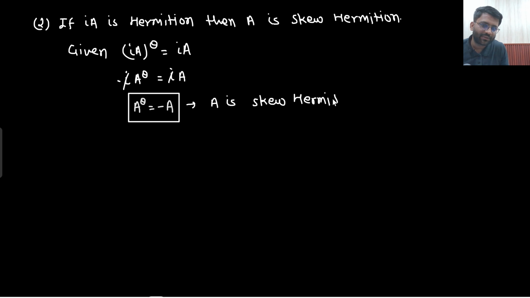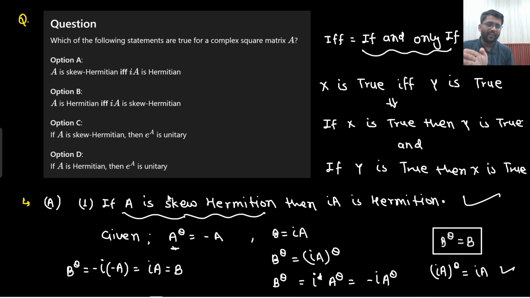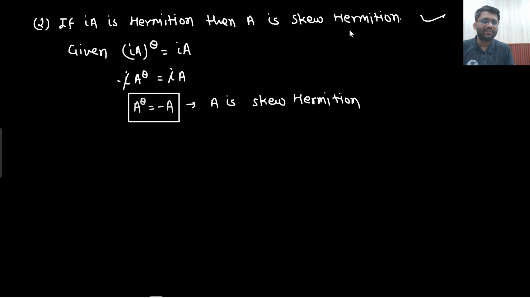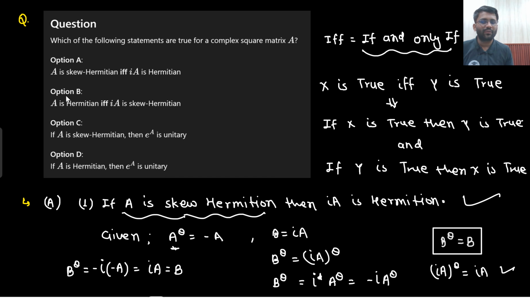That means the statement is true in both of the directions. This statement is also true. So if X is true, then Y is true, and if Y is true, then X is true. The statement is true in both directions, so option A is correct. Similarly, option B you can check on your own. We have done so many calculations. We are studying matrices for the last 4 hours. At least option B you should be able to check now.